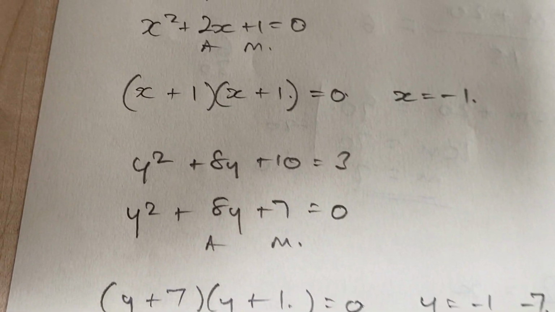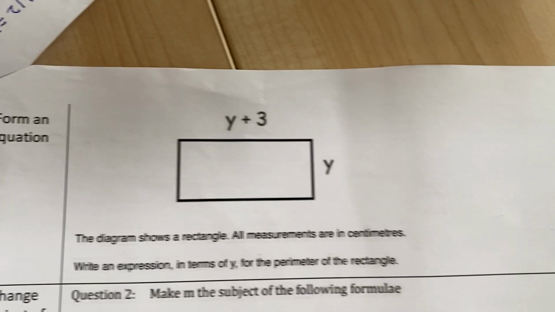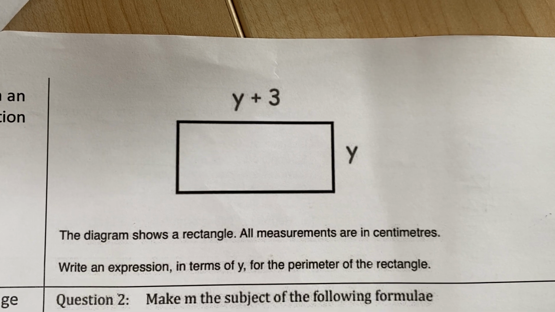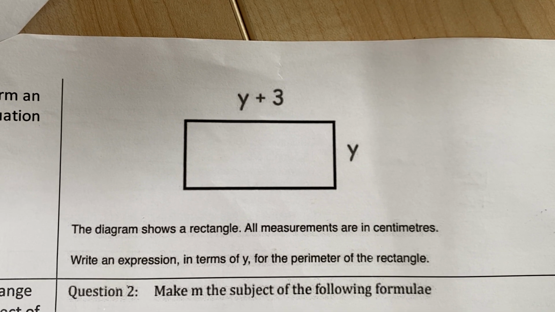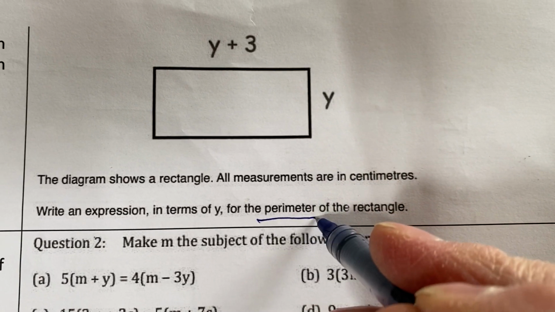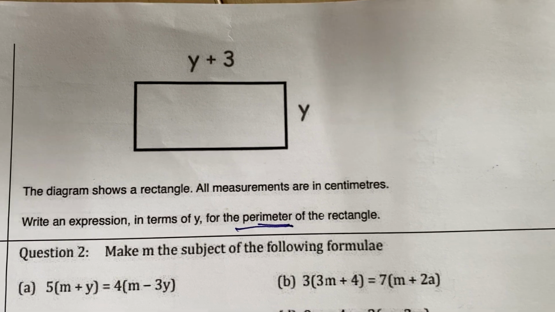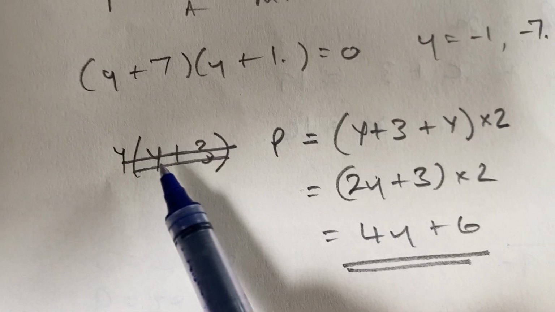Okay, so let's now go over to the next set of questions. This one here says, the diagram shows a rectangle, all the measurements are in centimetres, write an expression in terms of y for the perimeter. So you should underline perimeter, not area, because a load of people will make a mistake in that, they'll think it's the area. Oh look, I thought it was area to begin with.